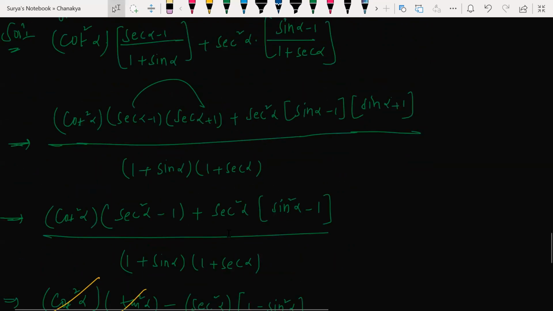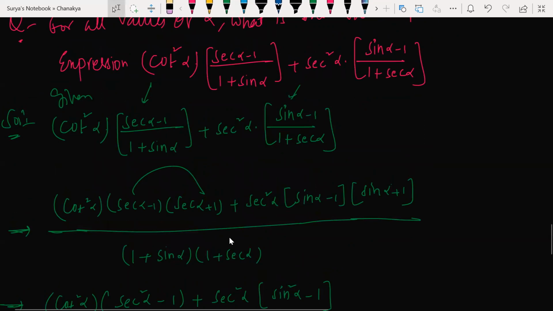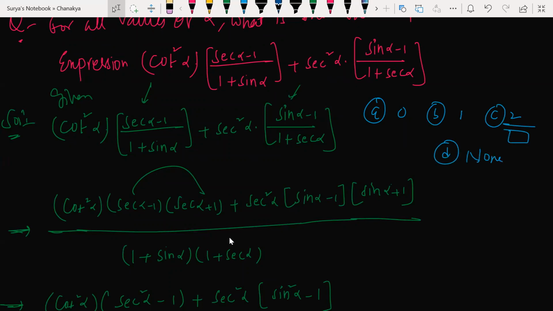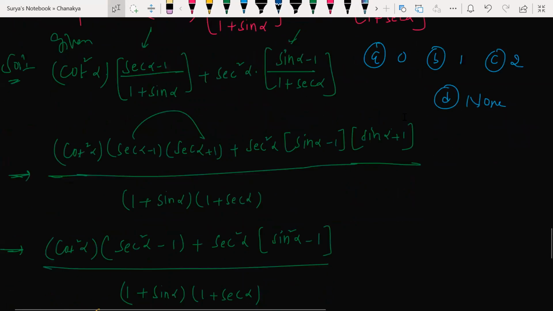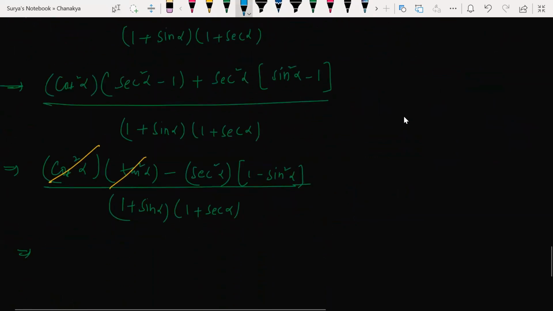See, let me give the options to you. Option A is 0, option B is 1, option C is 2, simple 2. Option D is none. Then what will you do? You have to modify like this. I was getting 2 by something, right? So what I took here, I took minus common. That minus gone here. Secant square as it is I wrote.